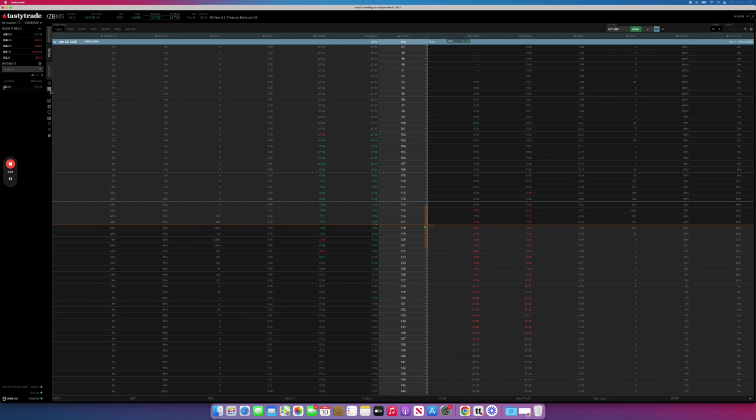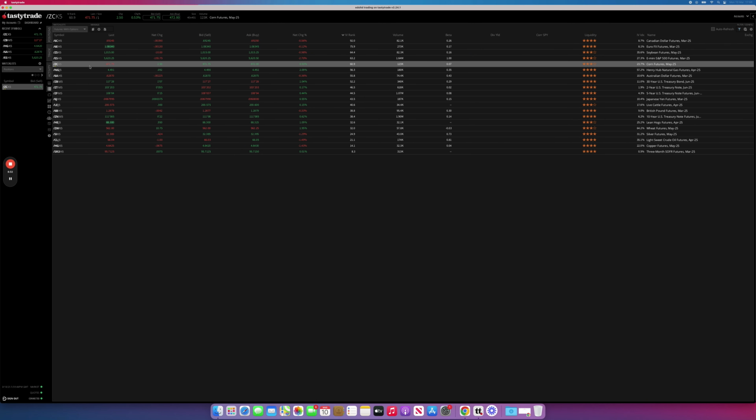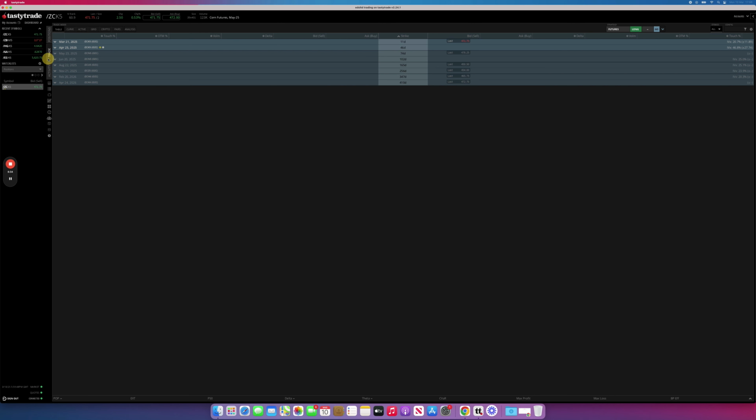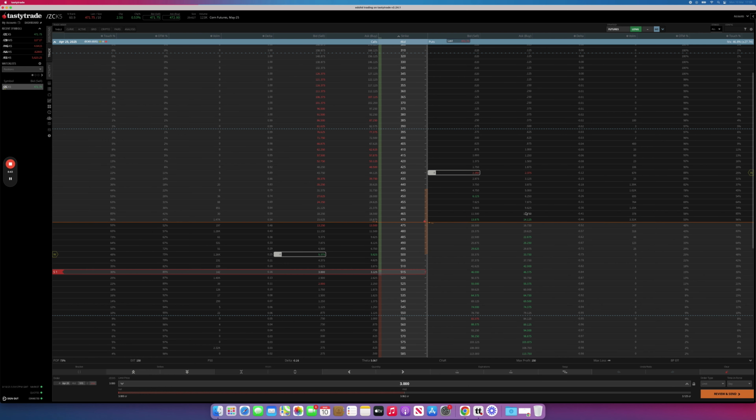What would be the better solution would be simply just to pick an underlying that requires less buying power. For example, we have corn here. We've got an open position on corn, but that's fine. We'll just show you another example. So let's just say we go to the 16 delta on the call side, 15 delta on the put side.